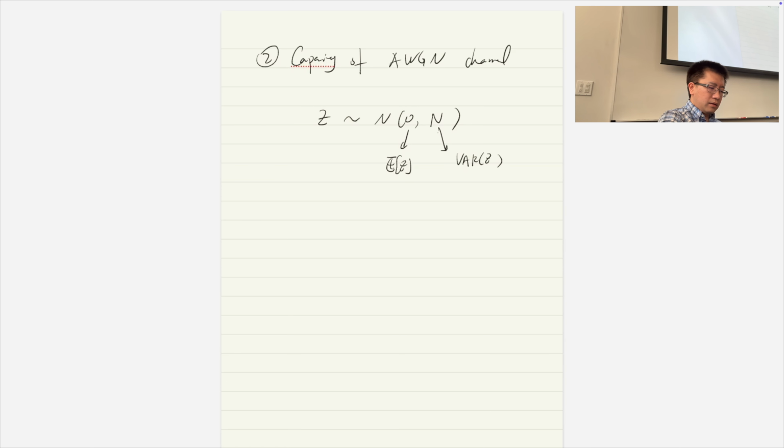All right, and then in this case, Yn equals Xn plus Zn. So this is called AWGN channel. Basically Z is IID and Gaussian distributed, and then it's called AWGN. Okay, very good. Any questions?